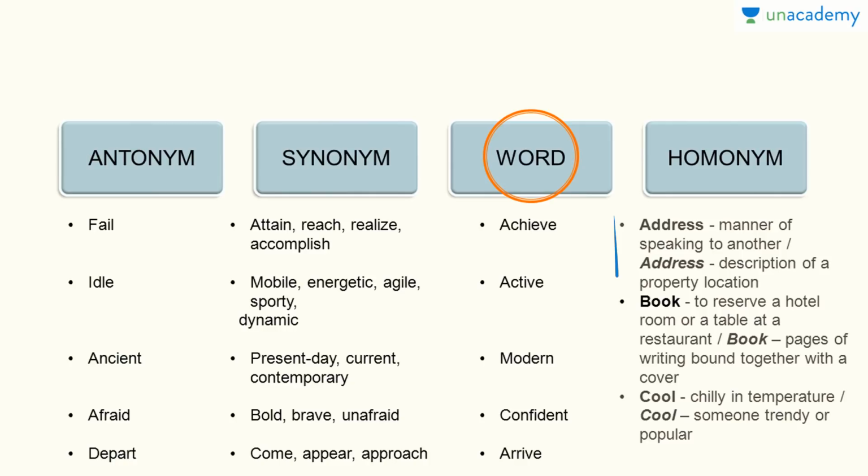Second, book: to reserve a hotel, book a room or a table at a restaurant. Next, book: pages of writing bound together with a cover. Lastly, cool: chilly in temperature, or cool, somewhat trendy or popular.